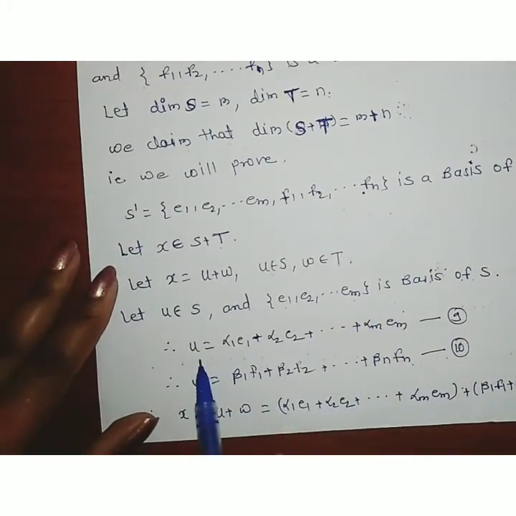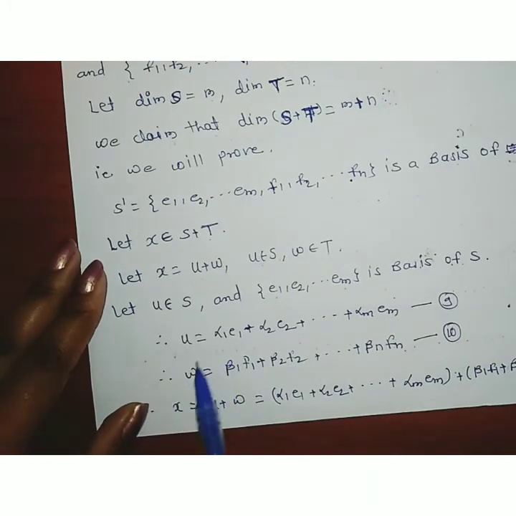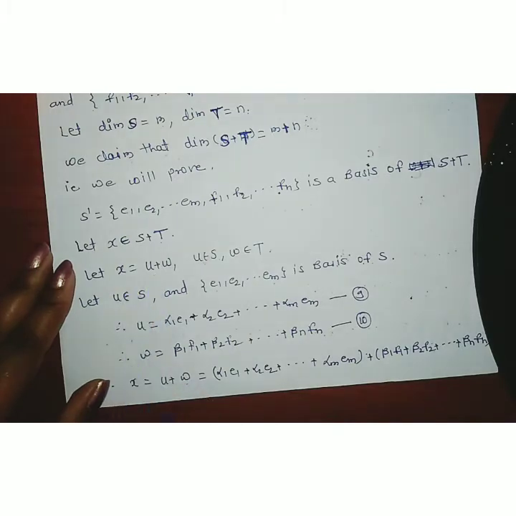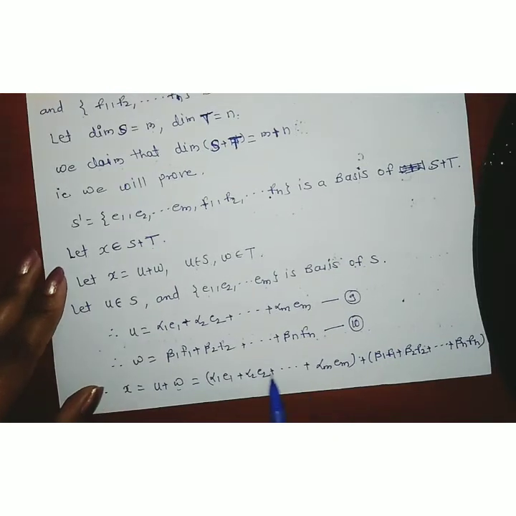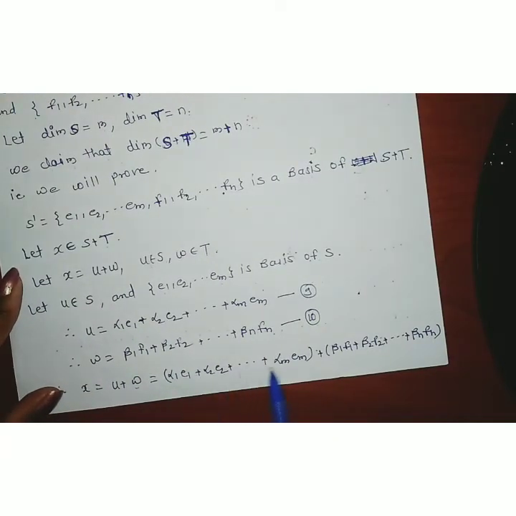Therefore U can be written as a linear combination of these M vectors. So U is equal to alpha 1 E1 plus alpha 2 E2 up to alpha M Em, say equation 9, and W can be written as beta 1 F1 plus beta 2 F2 up to beta n Fn, which is equation 10. So X is equal to U plus W. Put the values of U and W in that equation, which gives alpha 1 E1 plus alpha 2 E2 up to alpha M Em plus beta 1 F1 plus beta 2 F2 up to beta n Fn.